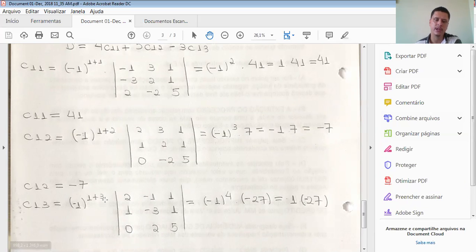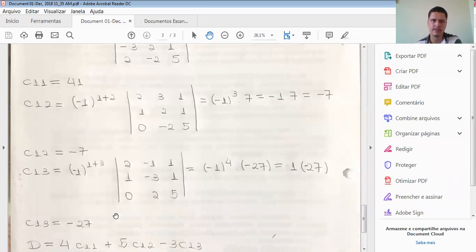Doing the same procedure for the cofactor 1,3, it's going to be -1 to the power of 1 plus 3 times the determinant of the remaining matrix when we eliminate from the original matrix row number 1 and column number 3. -1 to the power of an even number is 1. This determinant here, if you do the calculation manually, you're going to reach minus 27. 1 times minus 27 equals minus 27.